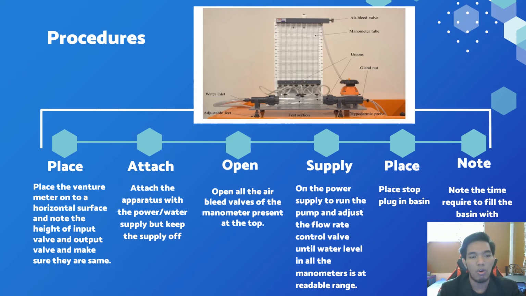Then open all the air bleed valves of the manometer present at the top, as you can see there. Then supply the water from the power supply or the machine and adjust the flow rate control valve until the water level in all of the manometers is in a readable range. Place the stop plug in the basin and note the time required to fill the basin with water.